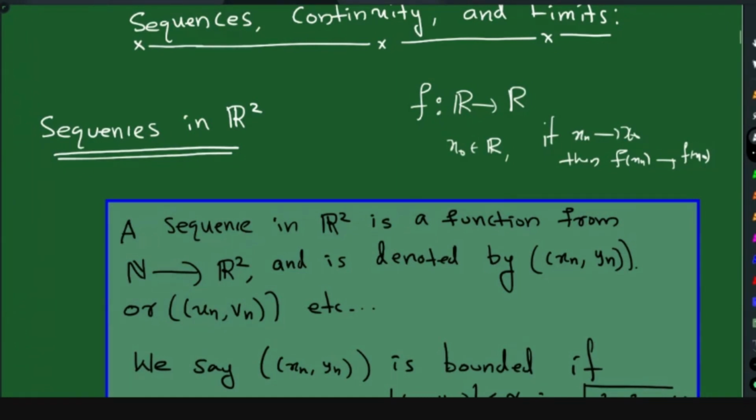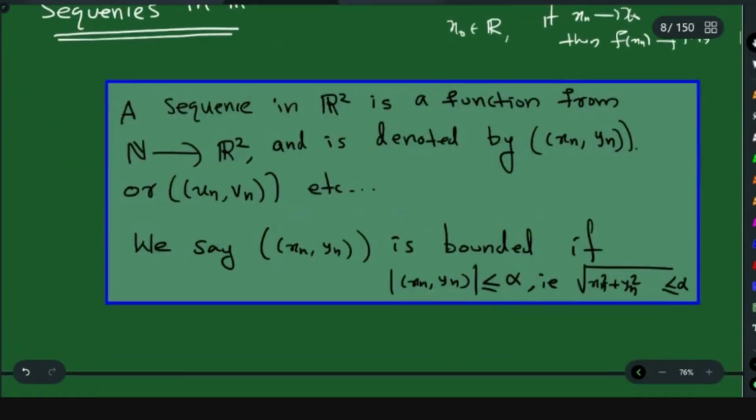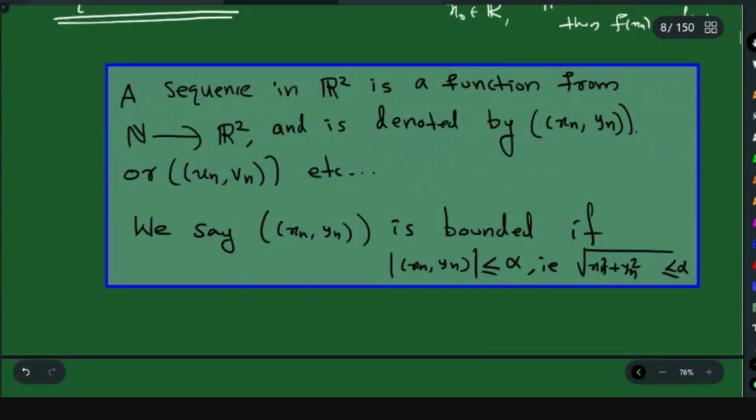So the same idea I am going to generalize here. So let us look at the definition of sequence in R2. Okay. So a sequence in R2 is simply a function from natural numbers to R2. So usually we denote it this way. This is one notation, or this is another notation for a sequence. A sequence is usually denoted by xn and yn, or un and vn.